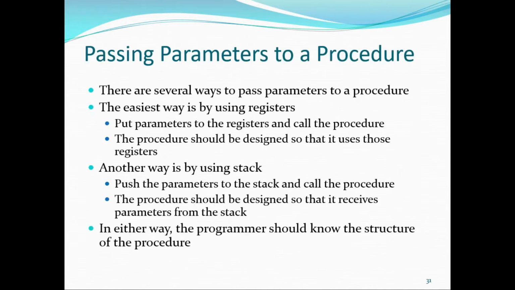A procedure may need some parameters on which it can perform execution. So there are several ways to pass parameters to a procedure. The easiest way is by using registers. Put parameters to the registers and call the procedure. The procedure should be designed so that it uses those registers.